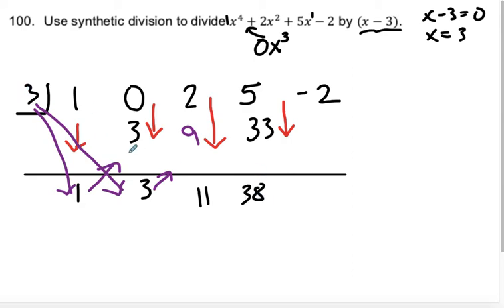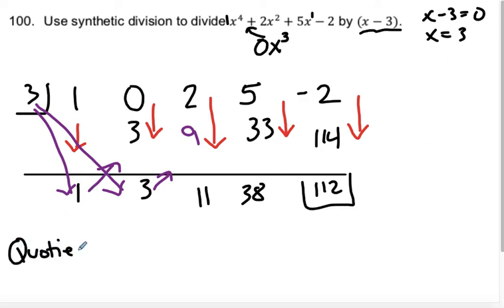Then multiply. 3 times 38 is 114. And then add. So -2 plus 114 is 112. I know it seems like it's a big number, but that is the remainder. All right, so now let's write our quotient.